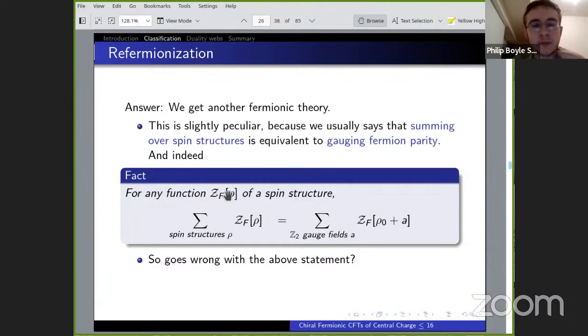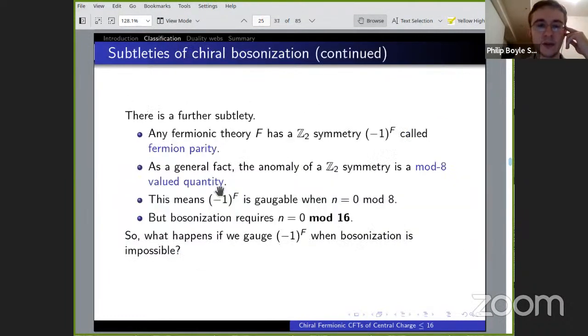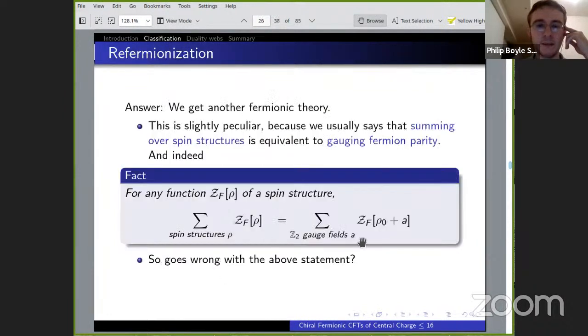If we have any function of a spin structure rho, then the operation of summing it over spin structures is equivalent to picking a reference spin structure rho naught, shifting it by a Z2 gauge field, and summing over that instead. This is again because spin structures are a torsor over Z2 gauge fields. So this is a fact. So if we take ZF to be the partition function of this fermionic theory, well, something has to go wrong with this statement. So what does go wrong with it?